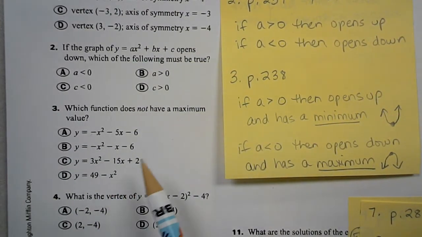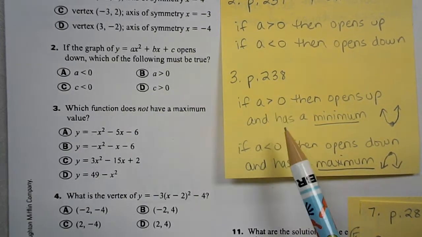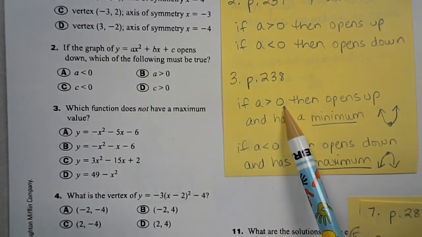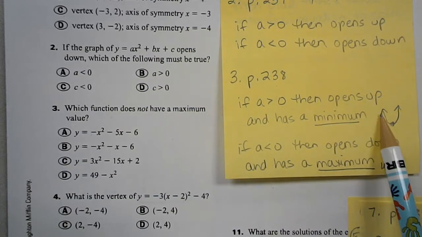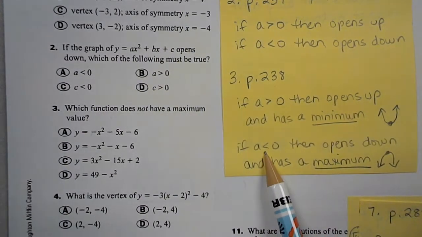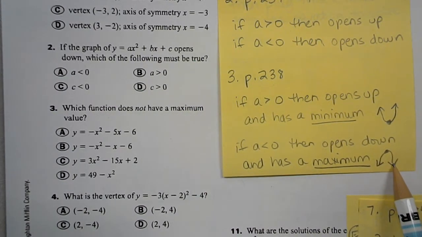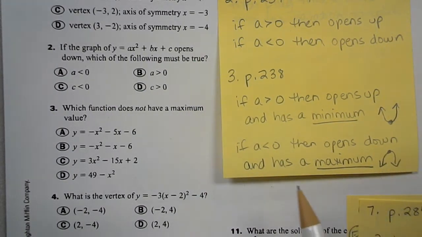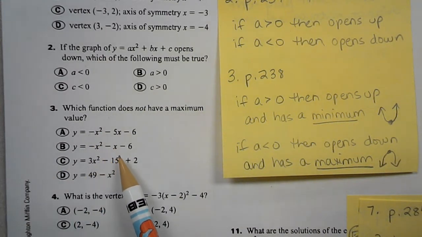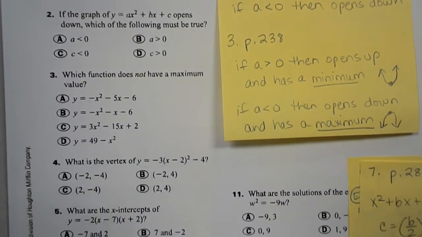In question number 3, it says which does not have a maximum value. On page 238, it tells you that if you have a positive coefficient, it's going to open up. Well, if it opens up, it only has a minimum. If it's negative, it opens down, so it only has a maximum. It doesn't return back up again. So here you're simply looking for the coefficient of a that does not have a maximum value, but that would have a minimum value.